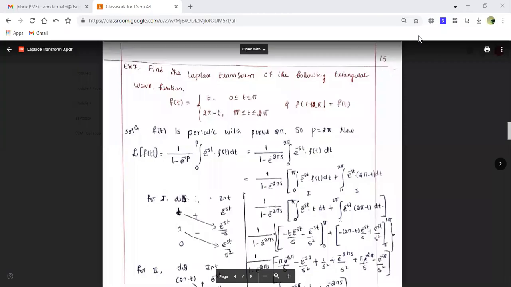We'll start with, as we completed yesterday, the second shifting theorem and its properties and also the examples based on it. So now we will start with the problems on the periodic functions.